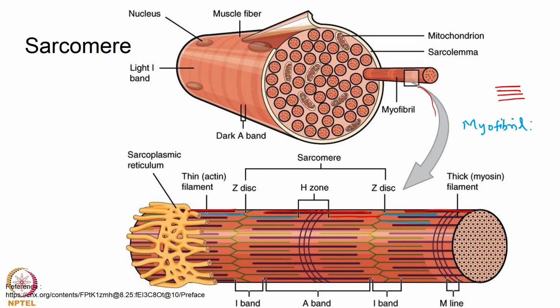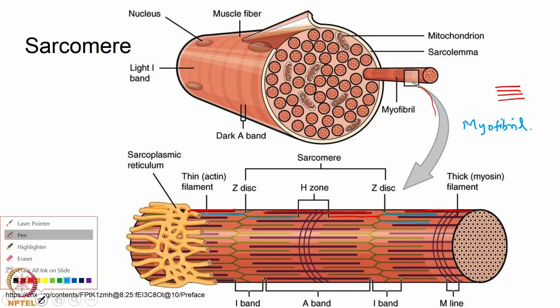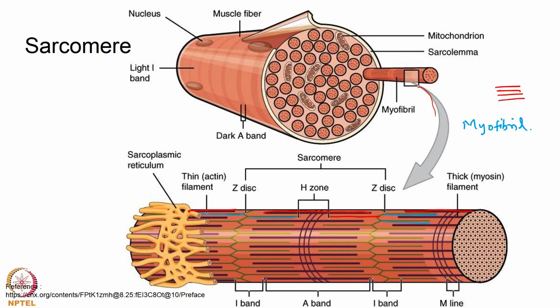Let us remember, several myofibrils in parallel constitute a muscle fiber, and several muscle fibers in parallel constitute a fascicle, and several fascicles constitute bundles of muscle fibers. So, let us remember, several myofibrils in parallel constitute a muscle fiber, and several muscle fibers in parallel constitute a fascicle, and so on and so forth.